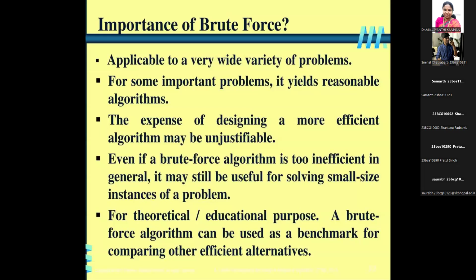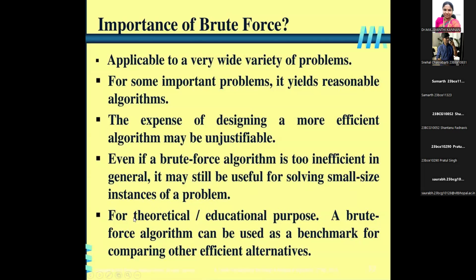For some important problems, it yields reasonable algorithms, because the expense of designing a more efficient algorithm may be unjustifiable. Even if a brute force algorithm is too inefficient in general, it may still be useful for solving small instances of a problem. Because it is a traditional method, a sequential or linear method, a very old method, we used it before using any logic. But anyhow, it gives you the correct result.